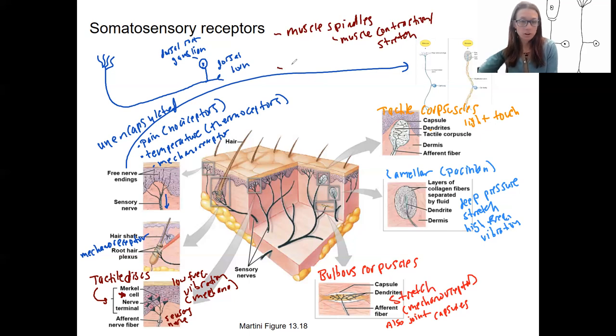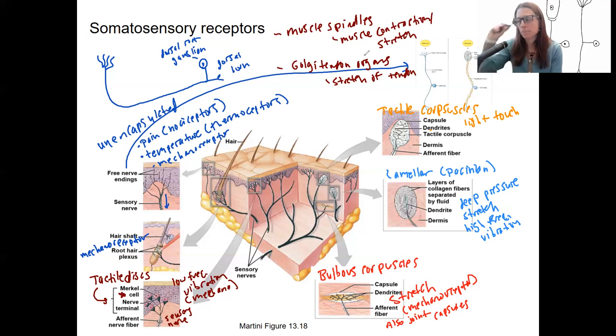Then there are also Golgi tendon organs. These are in the tendons and they detect stretch of the tendons. So you can imagine these would be typically activated at the same time as muscle spindles. Similar ideas, right? But one's located in tendons, one muscle spindles. We'll look at muscle spindles more closely with the reflexes.